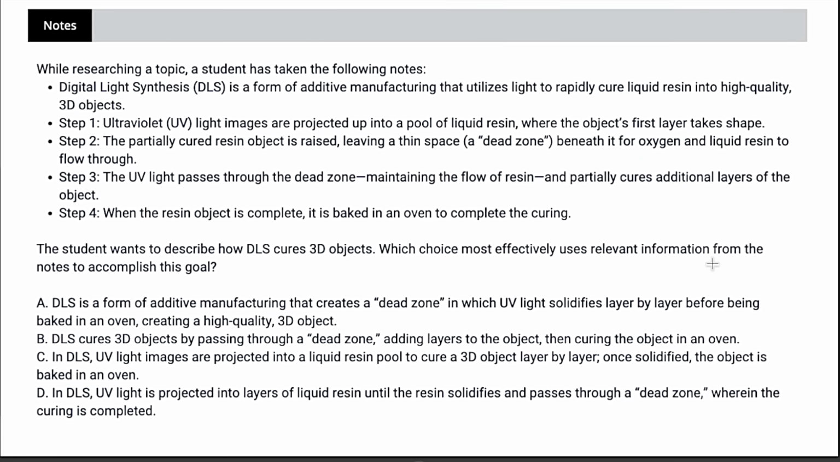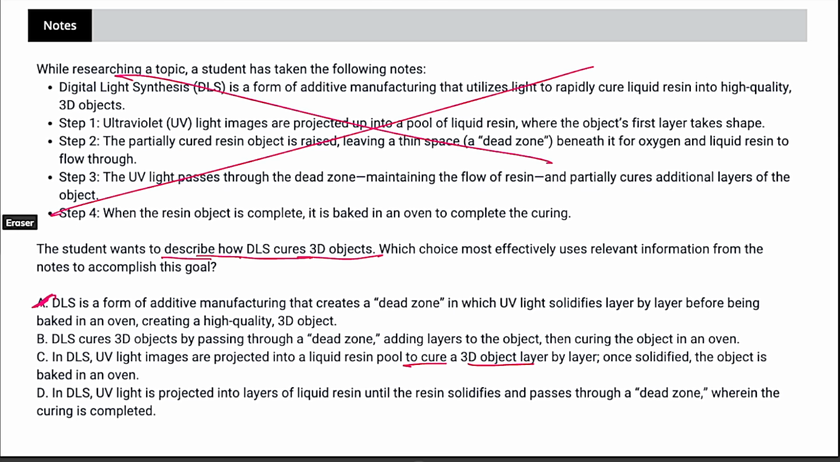So let's just start how we would normally start, and we're going to ignore these notes and look at the goal, which is to describe how DLS cures 3D objects. Cool. Choice A, I don't see the word cure at all. A is out. Choice B, DLS cures 3D objects by passing through a dead zone. That works. Choice C, in DLS, light images are projected to cure a 3D object, so that also works. We have an issue. Both B and C work, so we know at some point we're going to have to look at the notes.